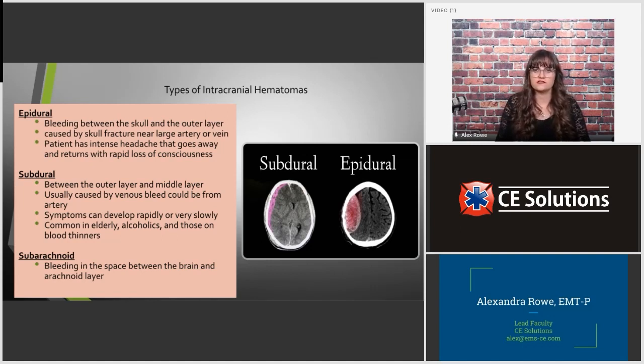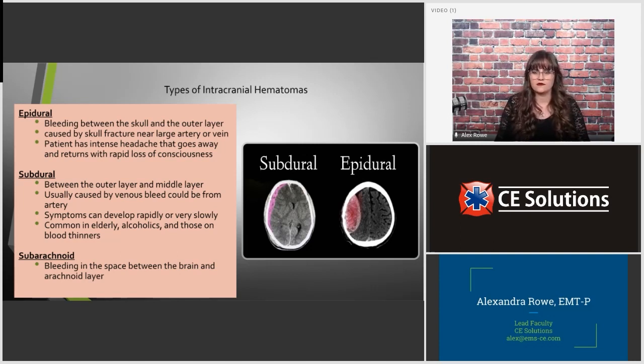Subdural hematoma. This is beneath the dura mater, between the outer layer and middle layer covering the brain. That's where the bleeding is at. Usually caused by a venous bleed, but it could be from an artery. More common with a subdural bleed is venous bleeding. Symptoms can develop rapidly or slowly. It really depends. I would imagine a venous bleed might be a little slower and an artery bleed might be more rapid. This is common in the elderly, alcoholics, and those on blood thinners.